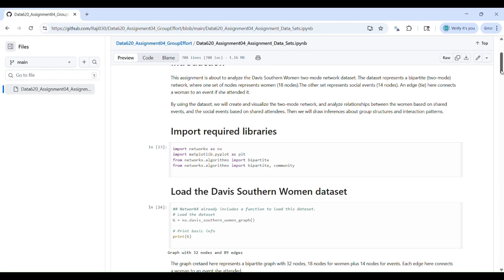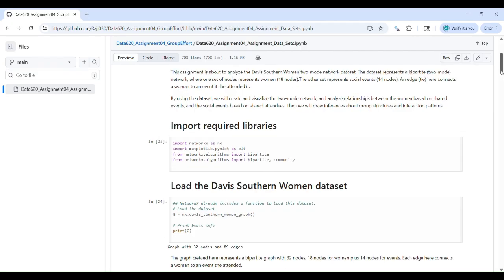So by using the dataset, we'll create and visualize a two-mode network, and then we analyze relationships between the women based on shared events and the social events based on shared attendees. And then we'll draw inferences about group structures and interaction patterns.